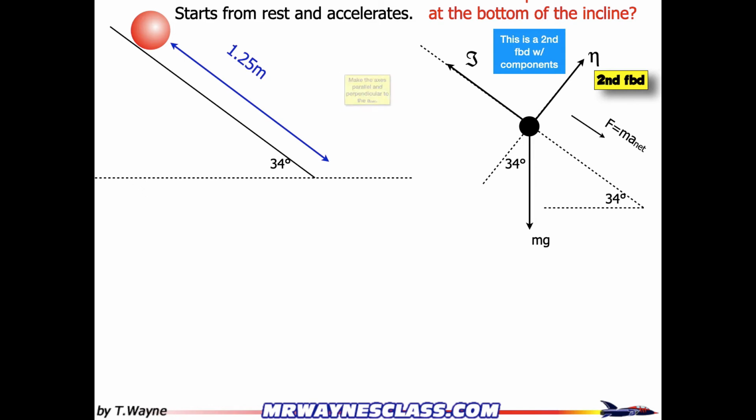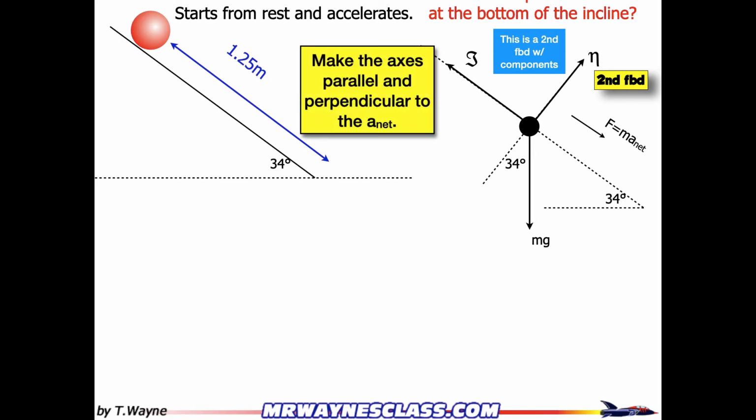When I'm looking at this, I need to make some axes, a kind of reference point. I'm going to make the axes parallel to the net acceleration and perpendicular to the net acceleration. It's going to make my life so much easier mathematically. In other words, parallel to the incline and perpendicular to the incline. So if I didn't have ma net there, I would still go parallel to the incline and perpendicular to the incline. Again, it'll make the math easier for most of the calculations we do.